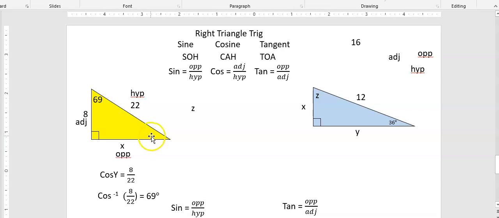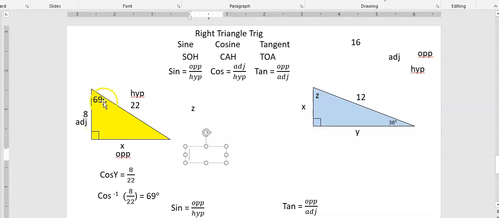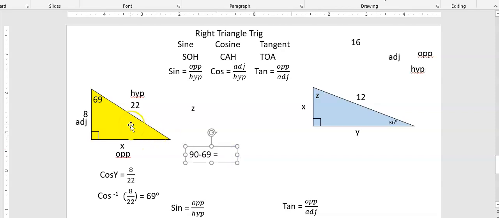But if I want to know now this angle, remember all three angles in a triangle add up to 180. Here's 90 of that 180. So I will take 90 minus 69 to find this angle, that would be how I could do it. Or I could subtract 90 plus 69 from 180, but it seems simpler just to do this. So 90 minus 69 is 21, and I inserted my 21 into this angle. So I actually know Z now, so that was Z.